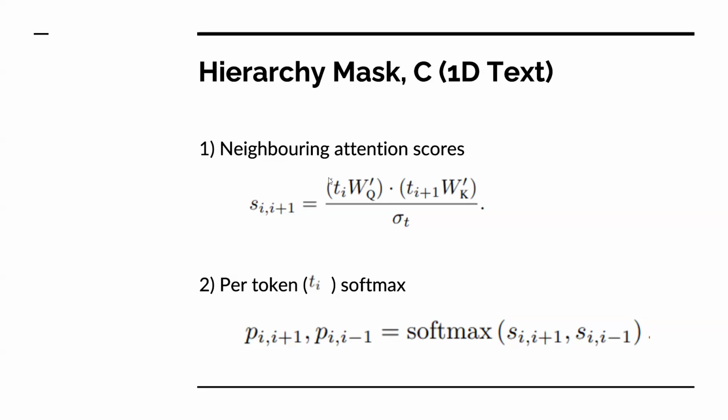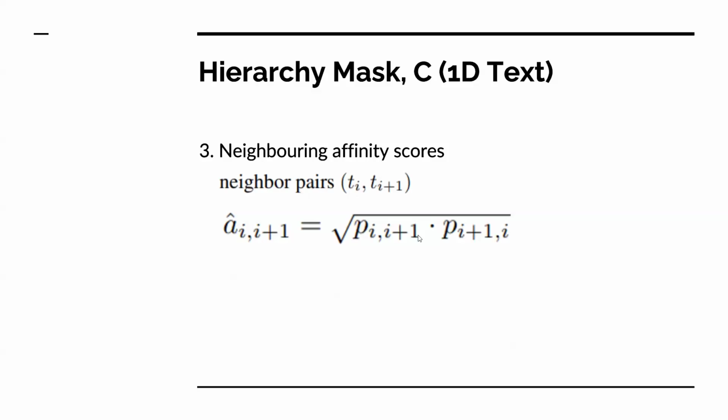The next step would be to compute softmax for each token. So the way you do it is you get the neighboring attention scores that you computed before, and then you get a softmax. So for each token, there's a neighbor to your left and a neighbor to your right. Lastly, you're going to compute the affinity scores, which is basically just a geometric mean using the softmax you computed in the previous step.